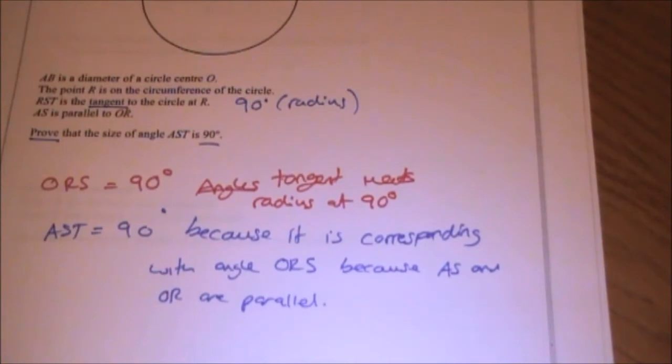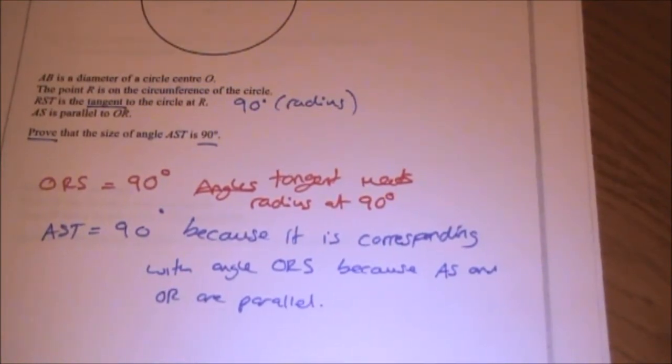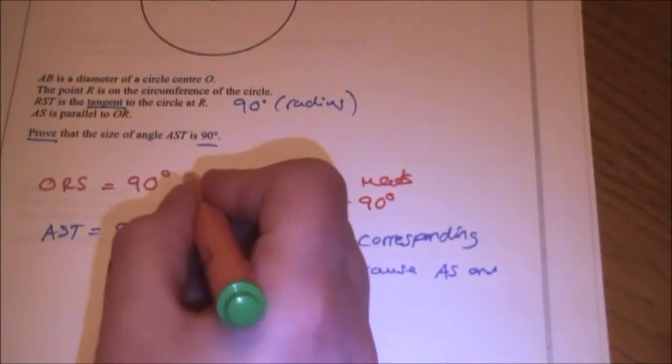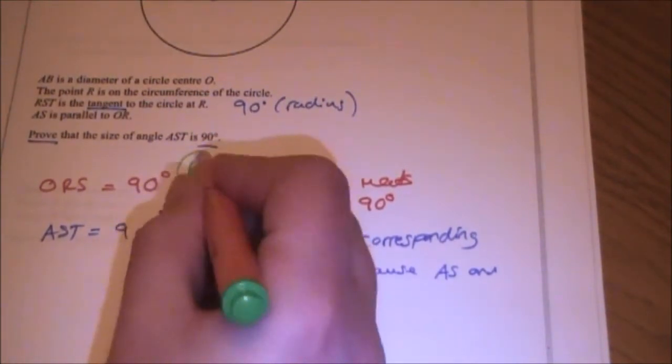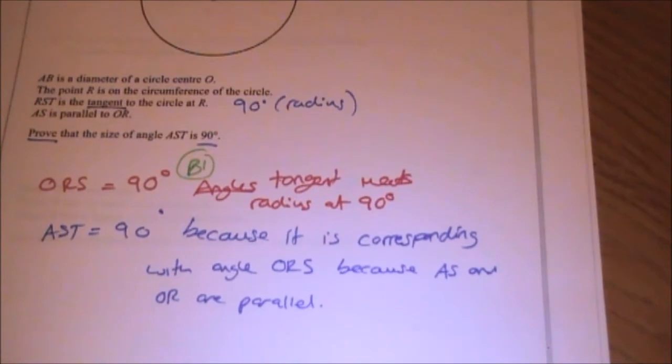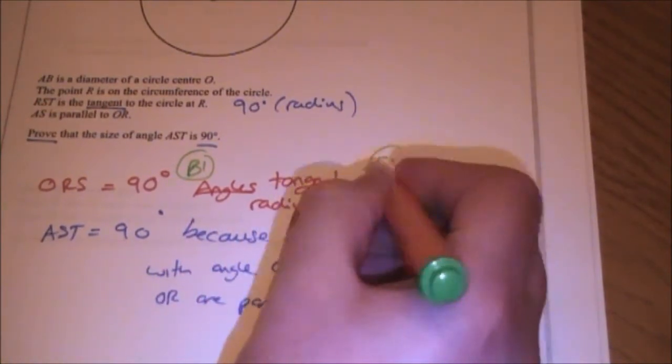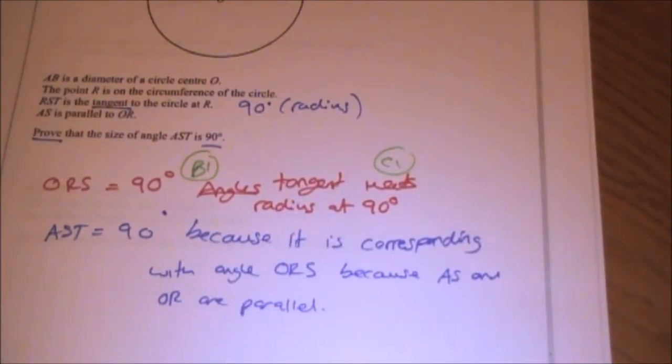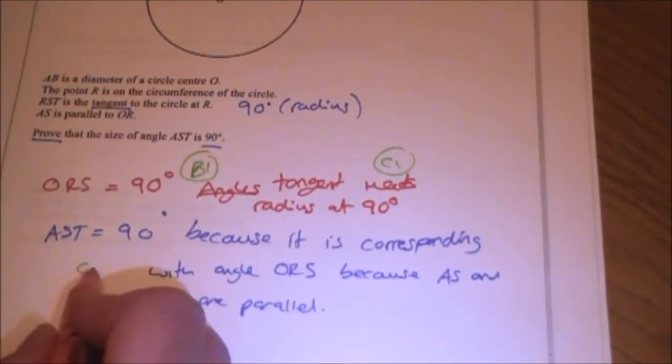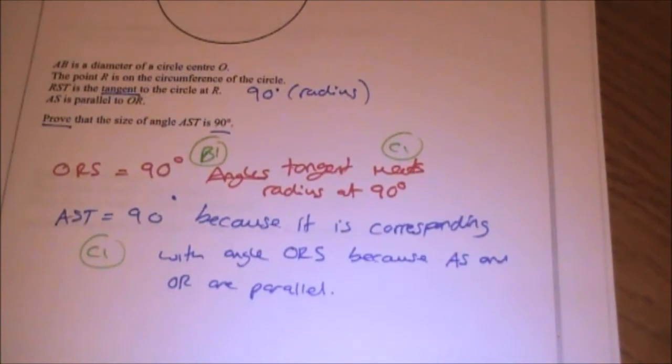It's a 3-mark question. You get 1 mark, so there's a B1 mark here for identifying that that'd be 90 degrees. You get a communication mark here for saying that the tangent meets the radius, and you get a communication mark here for showing the proof.